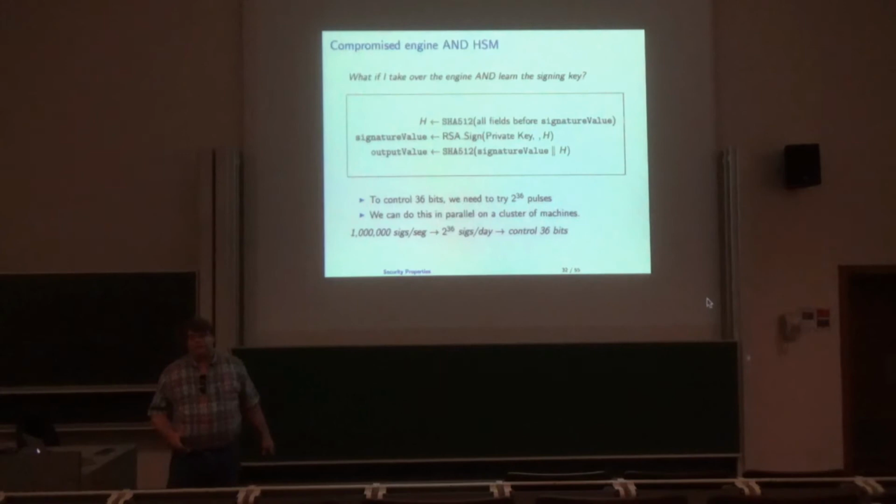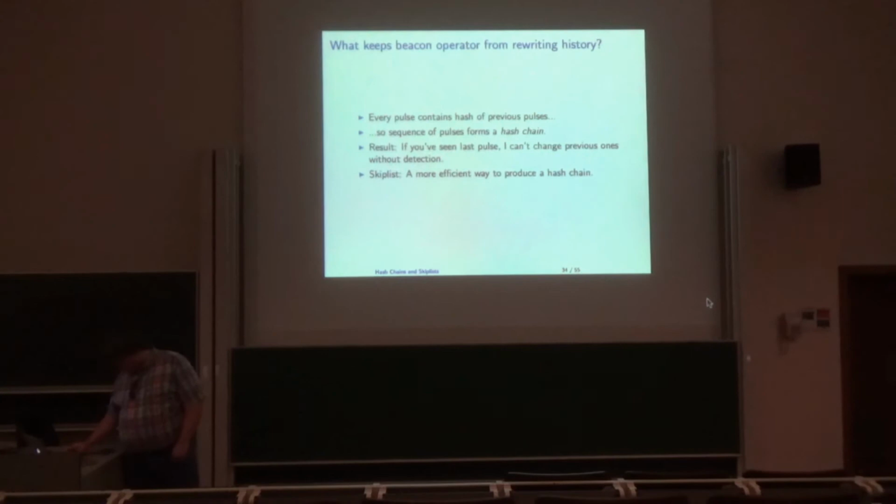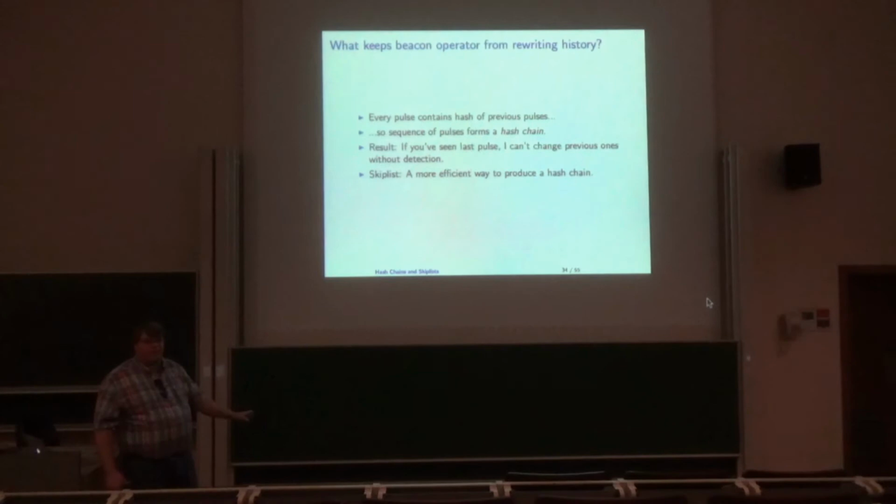The additional thing I wanted to talk about here, and it looks like I've got about another half hour or so, is this question of what keeps the beacon operator from rewriting history. A big idea here, once again, is that we want to think of the beacon operator as potentially an attacker. So what can the beacon operator do? And what in this format prevents the beacon operator from changing an old pulse?